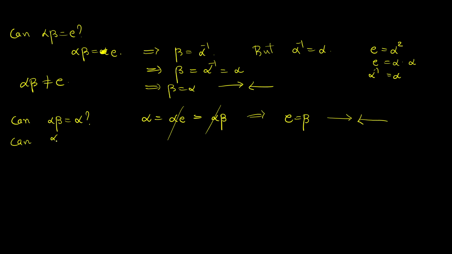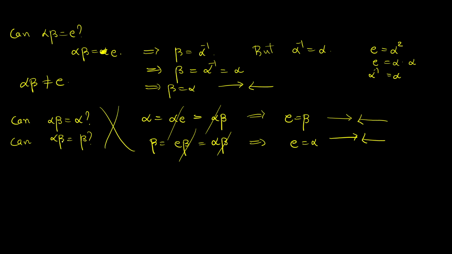Similarly, can alpha beta be equal to beta? We can write beta equal to identity times beta, which is equal to alpha beta, right? Again, we will use the right cancellation property, and then we will get that identity is equal to alpha, which is again a contradiction. Okay, so all these cases are not possible. So alpha beta is a different element. So identity element, alpha, beta, alpha beta are all distinct elements.